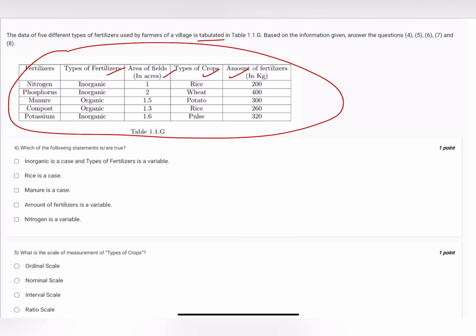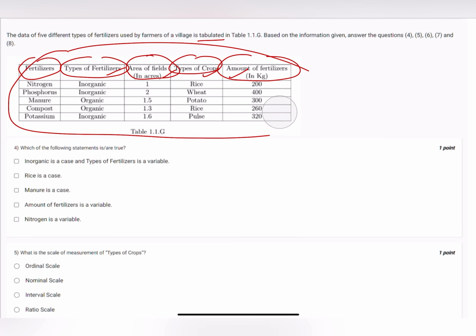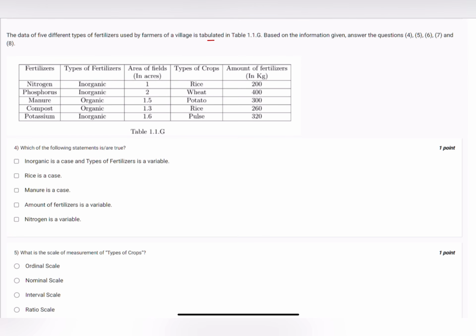Which of the following statements is true? Inorganic is a case and type of fertilizer is a variable. See here, fertilizers, type of fertilizers, area of fields, type of crops, amount of fertilizers, all these are variables, right? And when we talk about the values that they hold, these are different types of cases. So inorganic is a case, yes, it's a case, and type of fertilizers is a variable. So option 1 is correct.